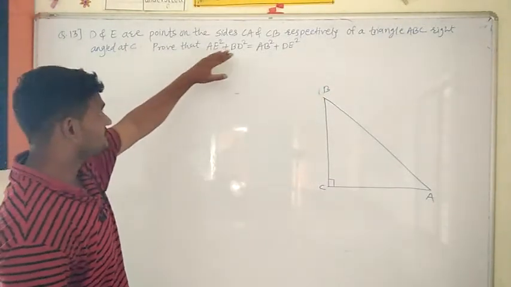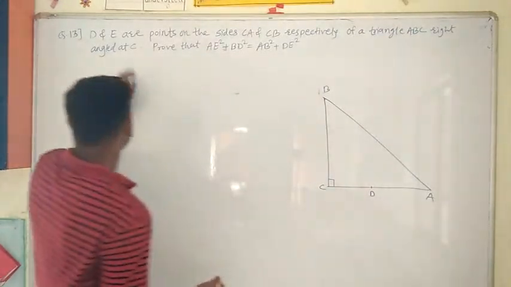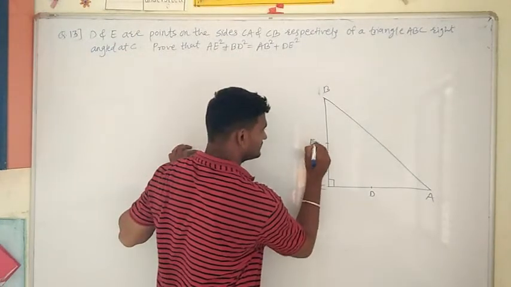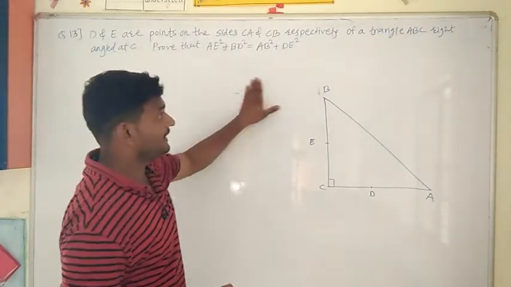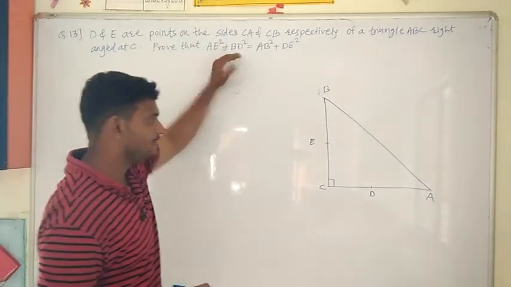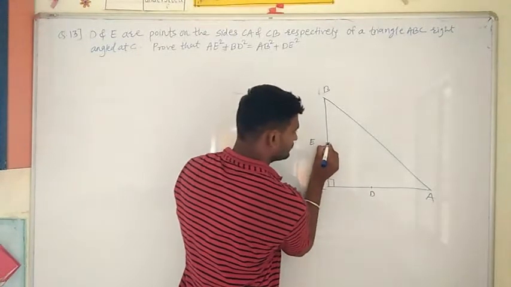D and E are the points on a side CA. There is a point D on a side CA and point E on the side CB respectively of a triangle ABC. Now we have to prove that AE square plus BD square. AE square means this much. We have to join AE also. Join AE.